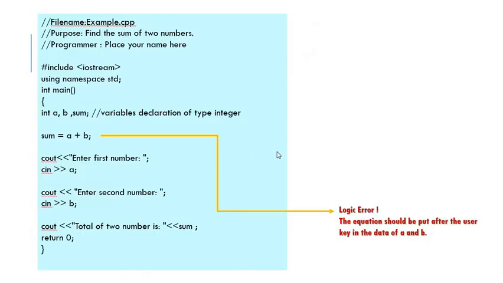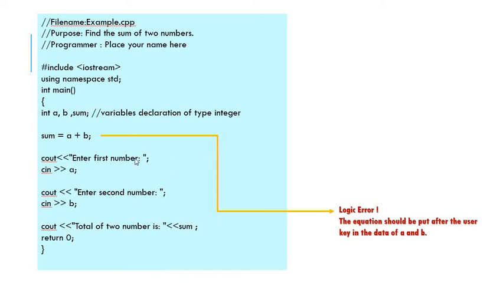Okay, this is the example of logic error. This program is about totaling two integer numbers. The variables involved in this program are a, b, and sum, where sum is equal to a plus b. So the user needs to key in the value of a and the value of b, so that the program will calculate the sum of these two numbers.